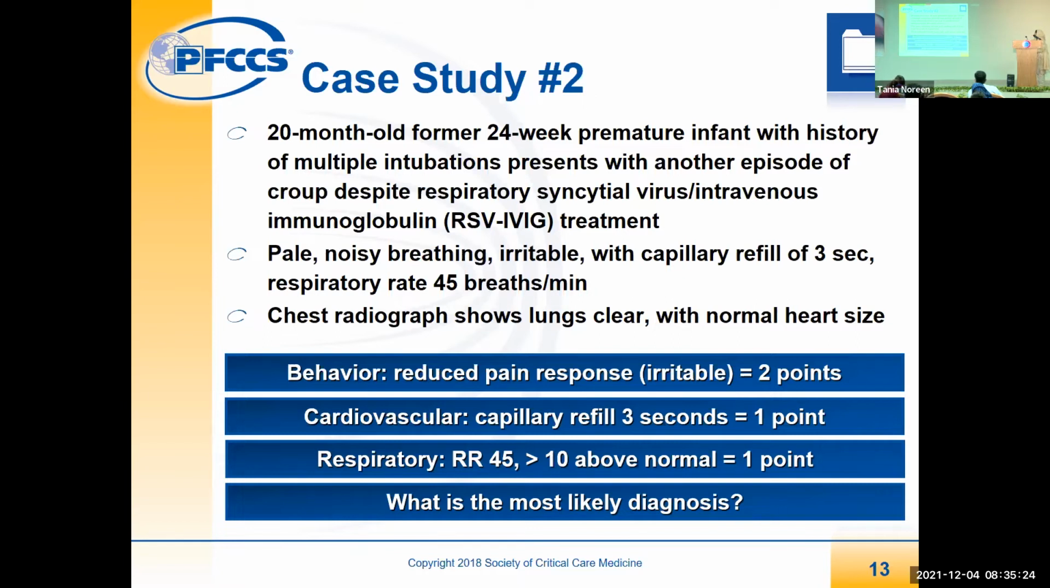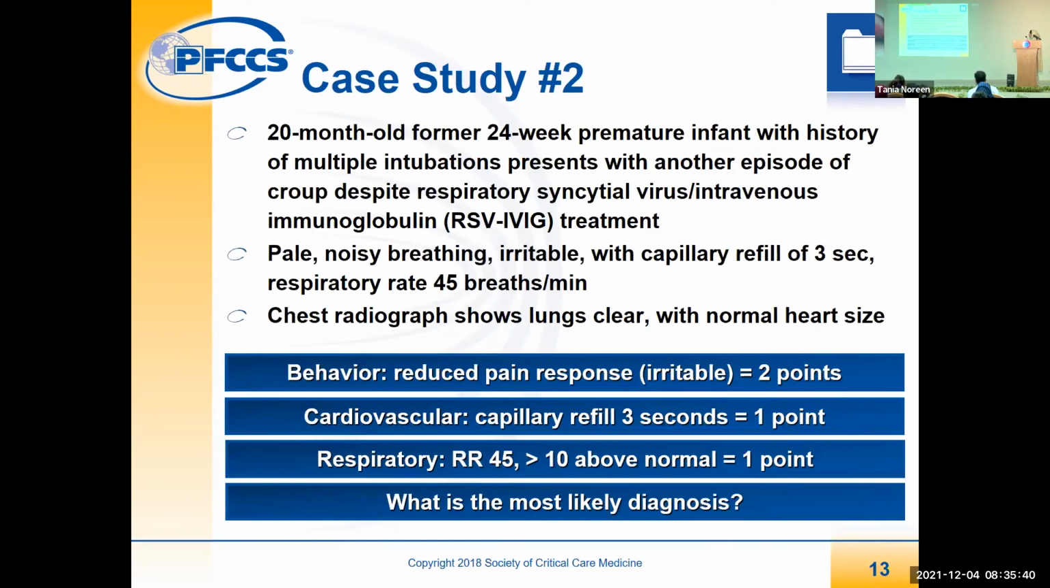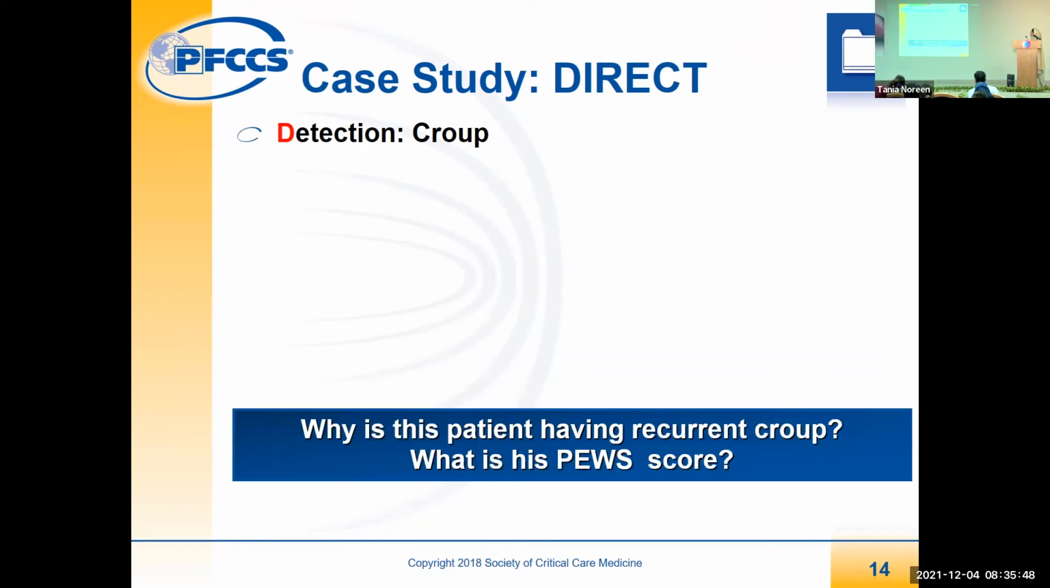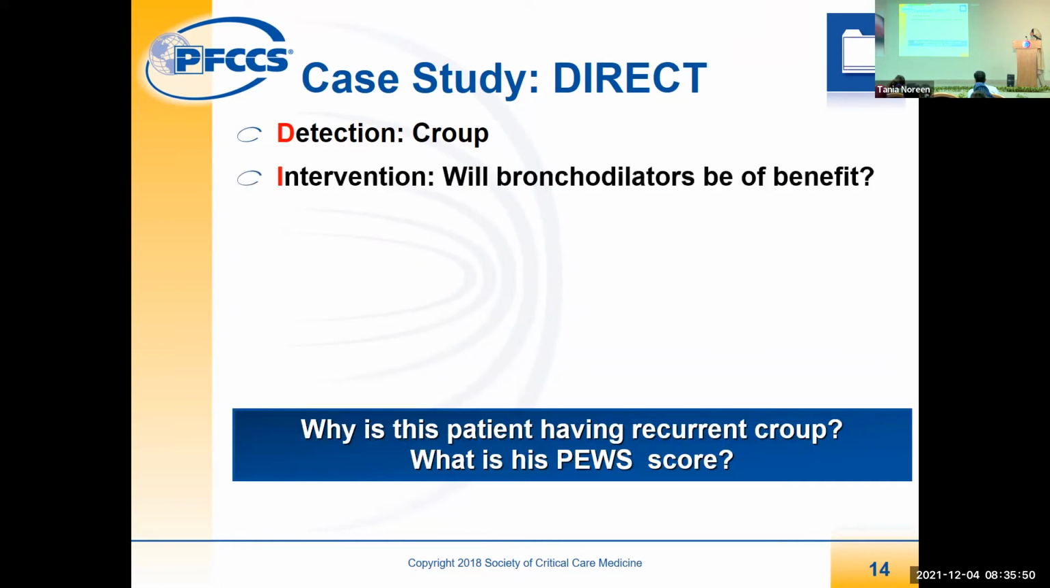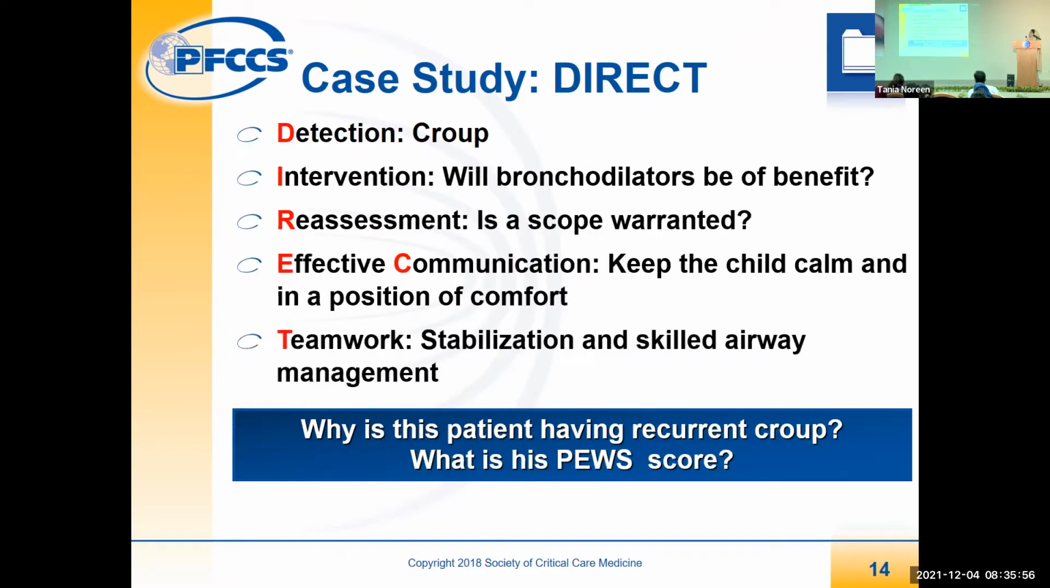So what is the most likely diagnosis for this patient? Anyone? What is the diagnosis for this patient? Subglottic stenosis. अभी तो patient stridor के साथ है, so again हम direct methodology को apply करेंगे. So in the direct methodology, first of all detection, this could be croup. Intervention में, then you will see will the bronchodilators be of any benefit? No, bronchodilators में benefit नहीं होंगे since there is stridor, तो upper airway obstruction is the cause.